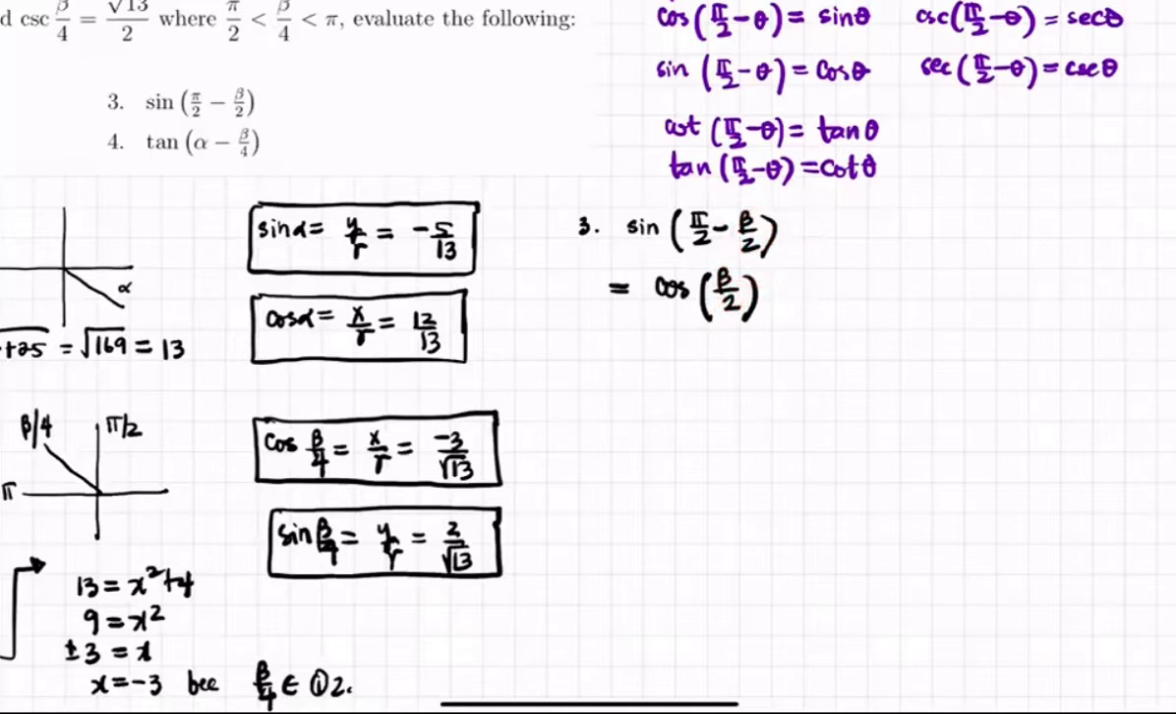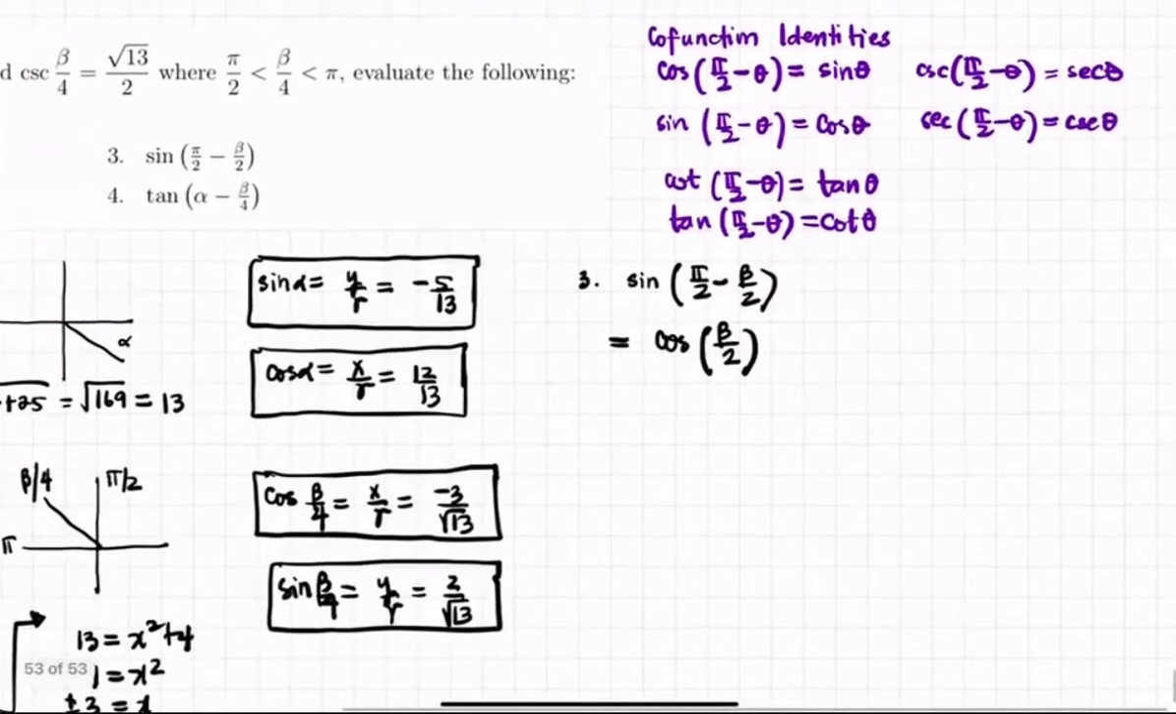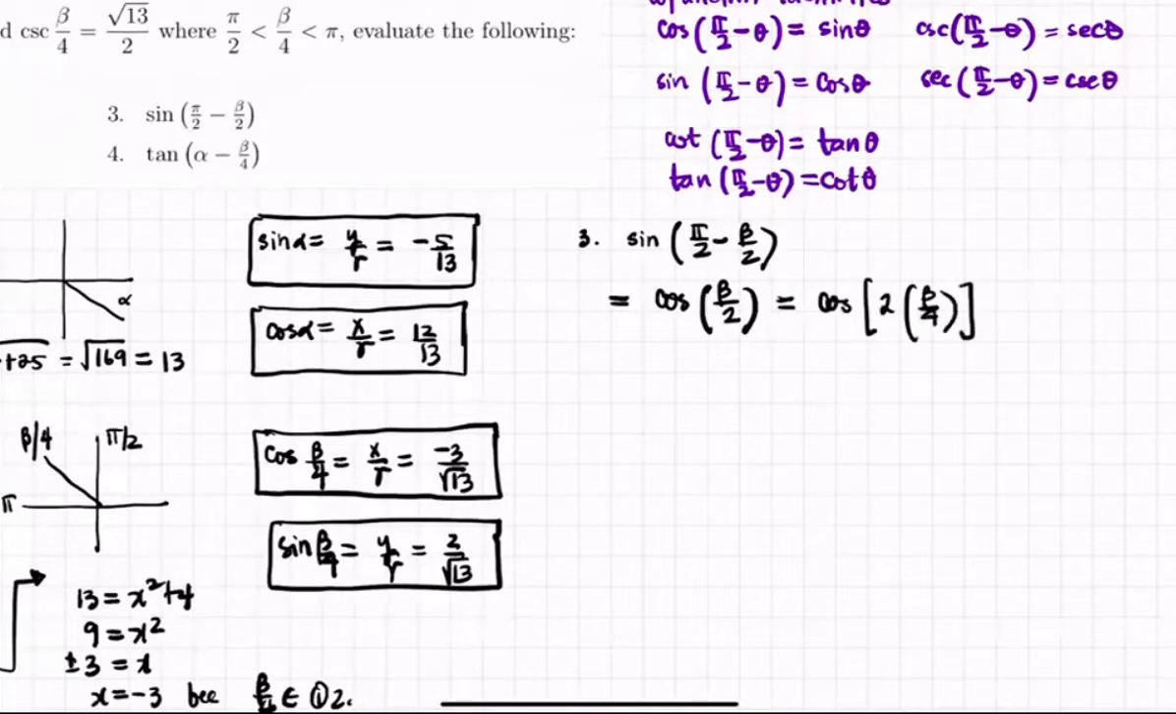Ay, so, dito na papasok. Cosine beta over 2. So, cosine beta over 2. So, paano natin magagamit yung identities to our advantage? Ang meron tayo, cosine beta over 4. Of course, si alpha hindi mo gagamitin, no? Kasi wala ka namang alpha na nakikita for number 3. So, kung titignan niyo yung cosine beta over 2, in relation to beta over 4, this is twice ni beta over 4. Tama?